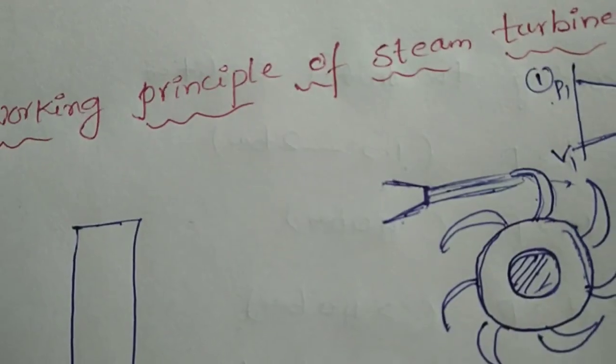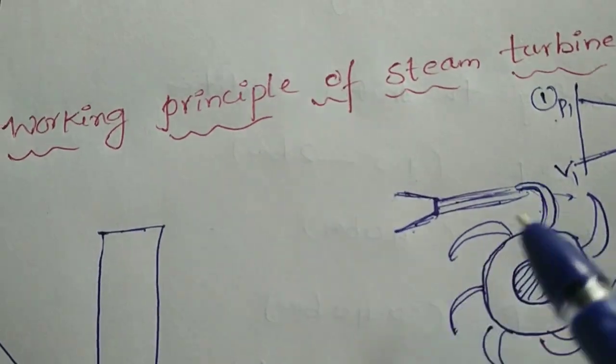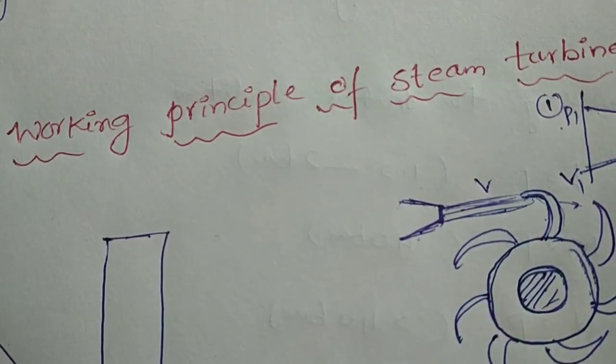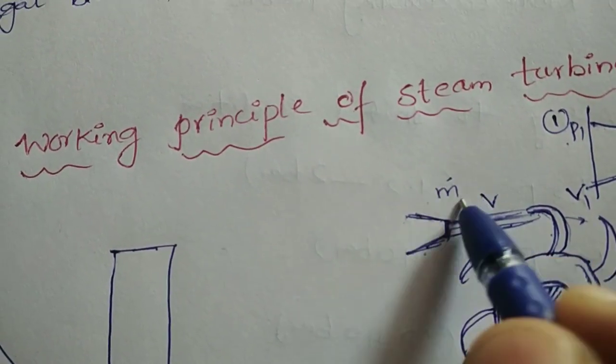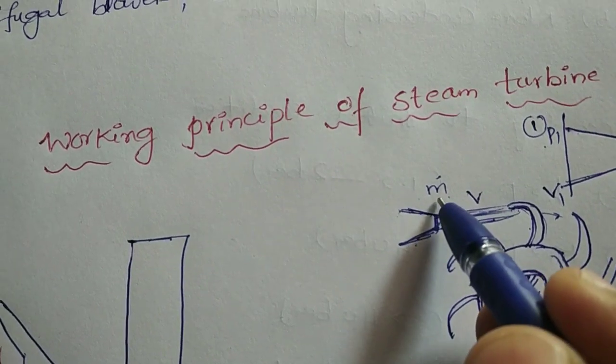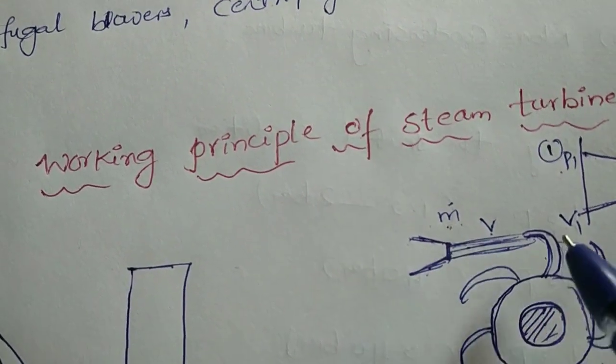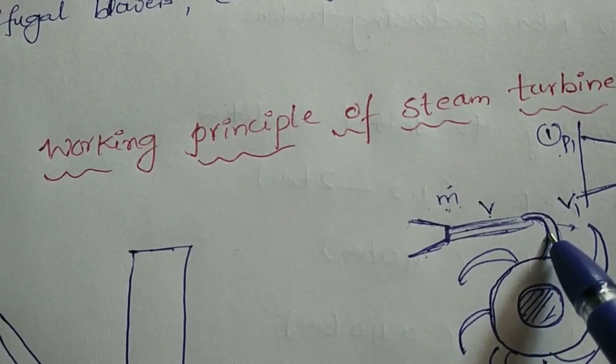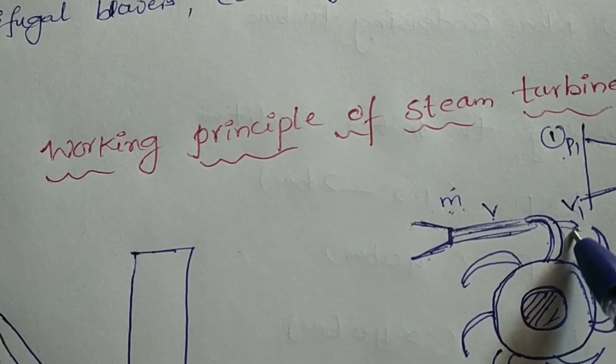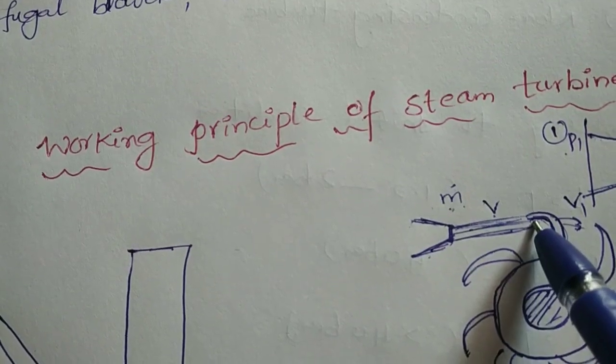When it touches the blades, what will happen? For example, it is coming with some velocity V. The steam has some mass m. When the steam comes with some velocity and mass and touches the blades, some momentum change will take place. Initially the steam is having some velocity.